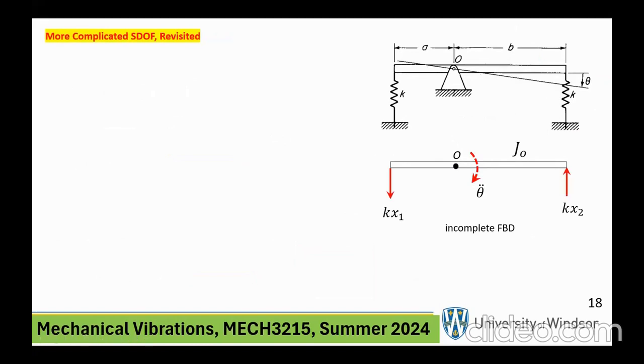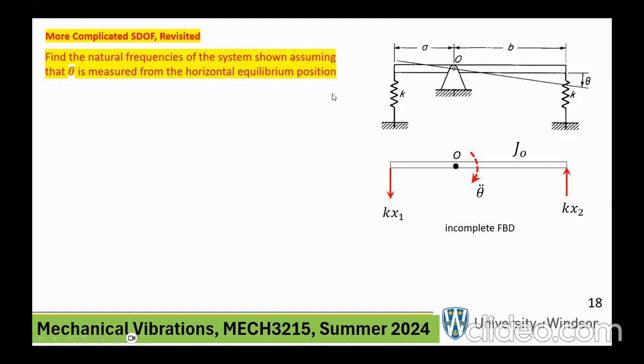This problem was done for you last week, but we got it based on the Euler equation, in other words, summing up all the moments about the pivot point here and equating it to mass moment of inertia times angular acceleration. We're going to repeat that using the energy method. So let us assume that theta is measured, just like we did last week. Assume that this horizontal position is the equilibrium position.